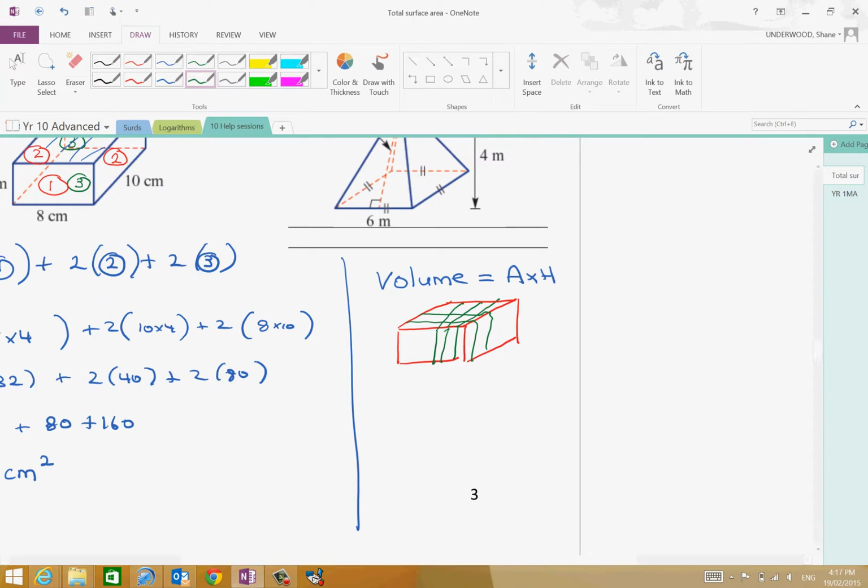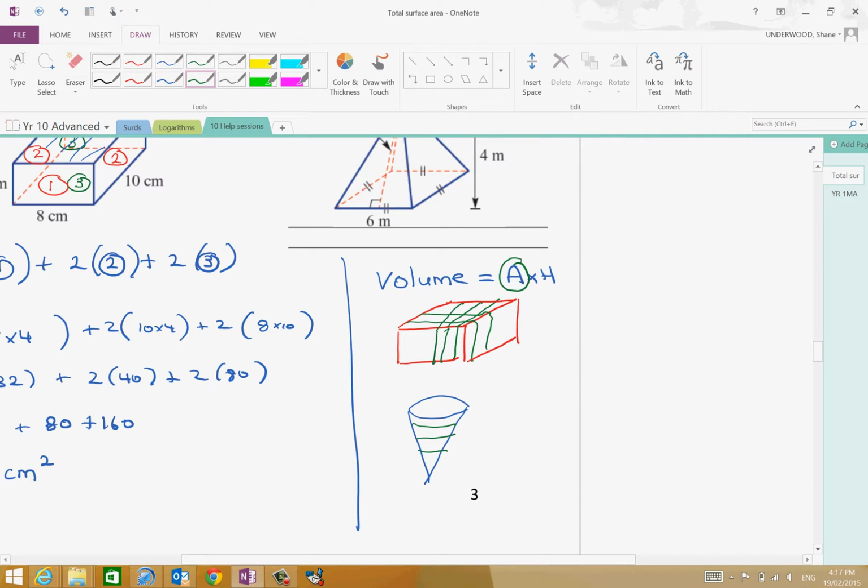The question is though, what about if I had a cake which looked like this? Could I cut equal slices if I was to cut it this way? No, I couldn't. So what you need to be careful of with volume is that you need to have a consistent cross-sectional area to multiply by a height.